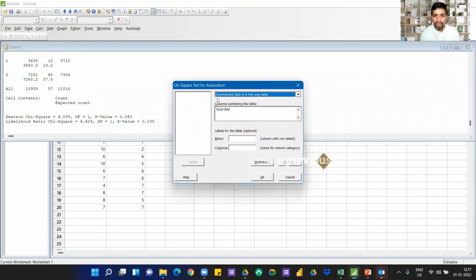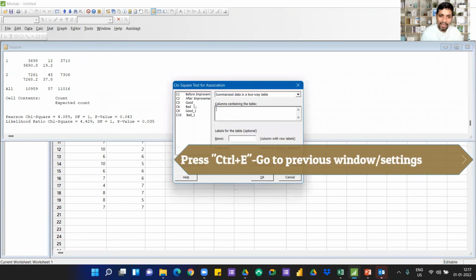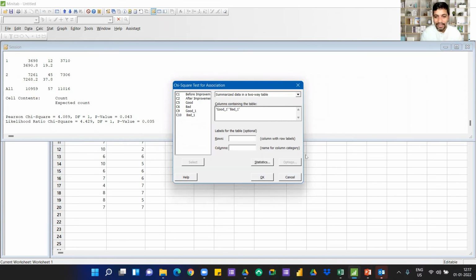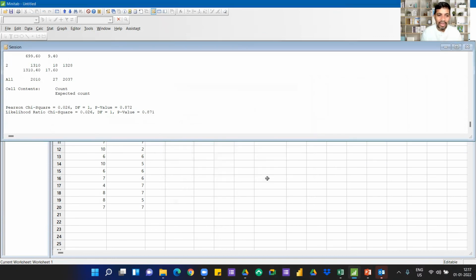I'm going to give Ctrl+E. What I'm going to give this time is good and bad from the dealer, right? So give OK, and exactly the same value we have got, which we saw in the PPT, right?